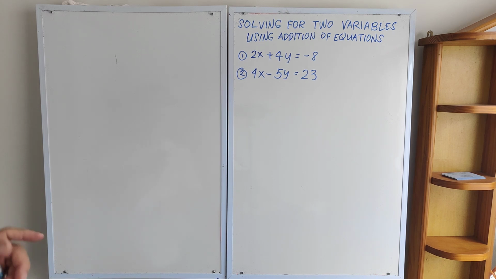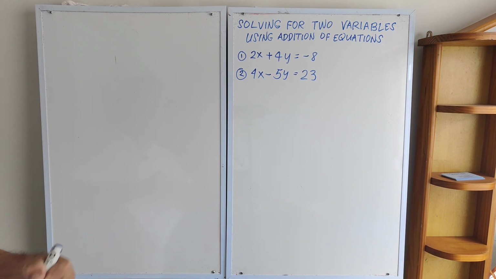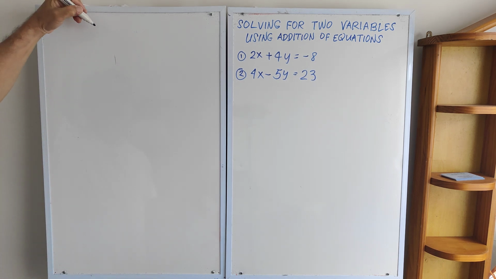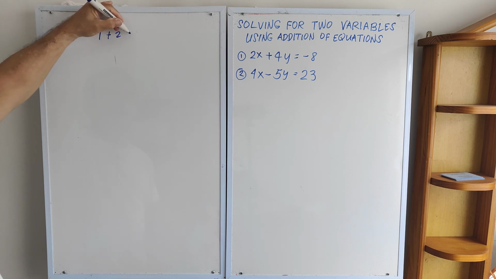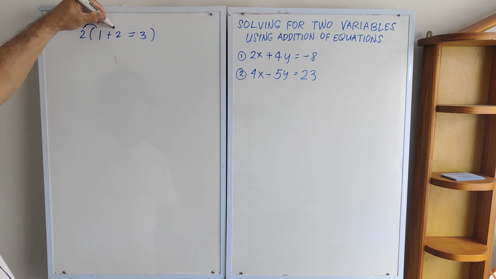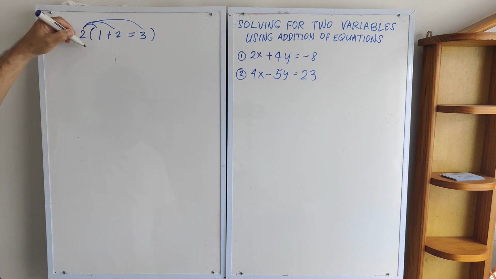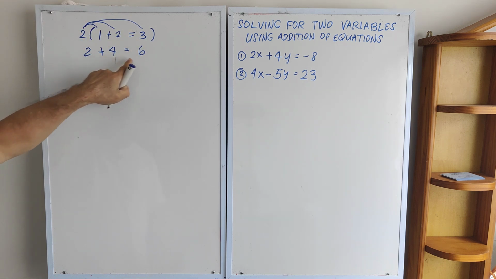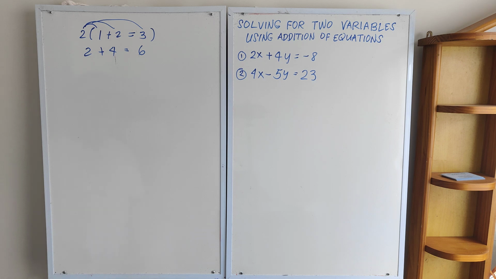Before we proceed with the topic, I'd like to show some principles in algebra. If you have an equation 1 plus 2 equals 3, we can multiply it by the same number, like 2, and it would still be equal. So if we multiply 2 to all of them, 2 times 1 equals 2, 2 times 2 equals 4, and 2 times 3 equals 6. So 2 plus 4 is equal to 6, so it's still equal.